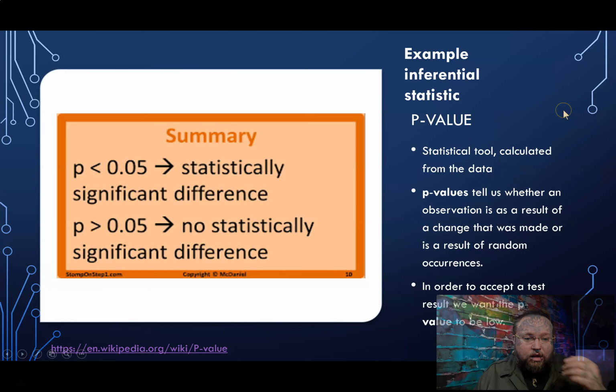For example, just saying p-value, something you should remember is that it's a statistical tool calculated from the actual data. The p-value tells us whether an observation is a result of a change that was made, or is the result of random chance. So is it by cause and effect from the change that you're making, or was it just random chance that this was happening? And this is if you've set everything else up right.